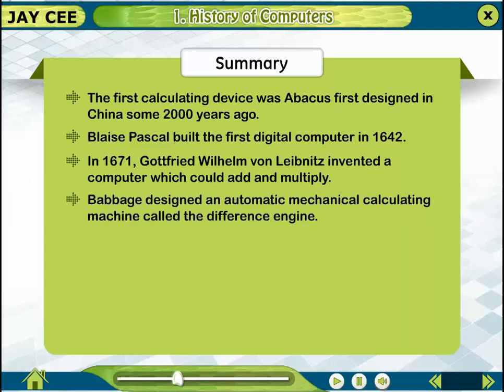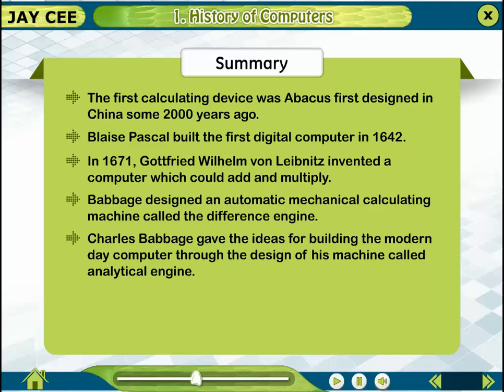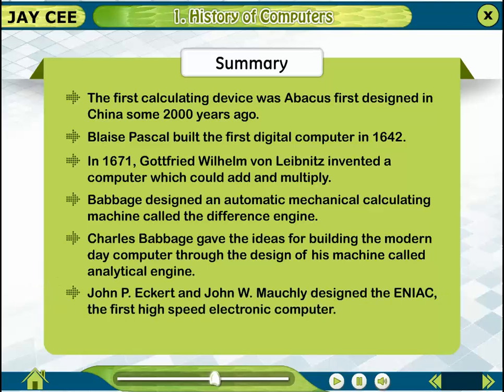Babbage designed an automatic mechanical calculating machine called the difference engine. Charles Babbage gave the ideas for building the modern-day computer through the design of his machine called the analytical engine. John P. Eckert and John W. Mauchly designed the ENIAC, the first high-speed electronic computer.